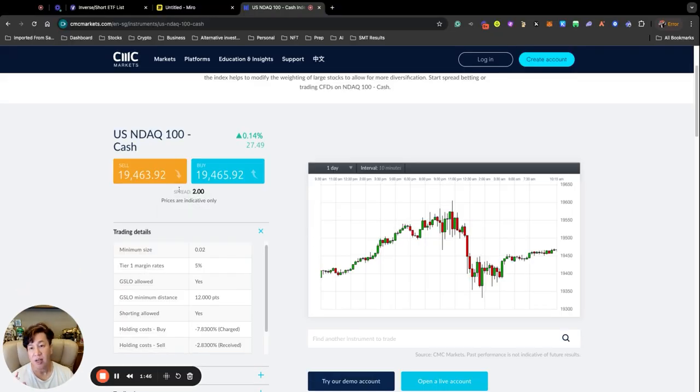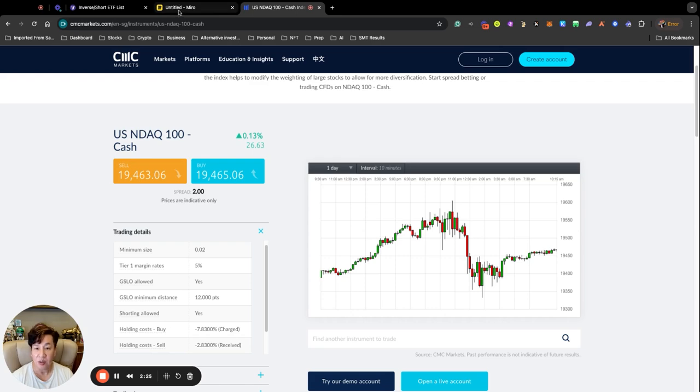So to repeat, if right now you're bearish on Nasdaq, you can sell it at 19,463. You just need to put in your account 5% of this amount and sell it. Then you will have a short contract on Nasdaq. If the price goes down, let's say from 19,400 to 18,400, 1,000 points down, then you will basically make $1,000. So that is for Nasdaq or index CFD.